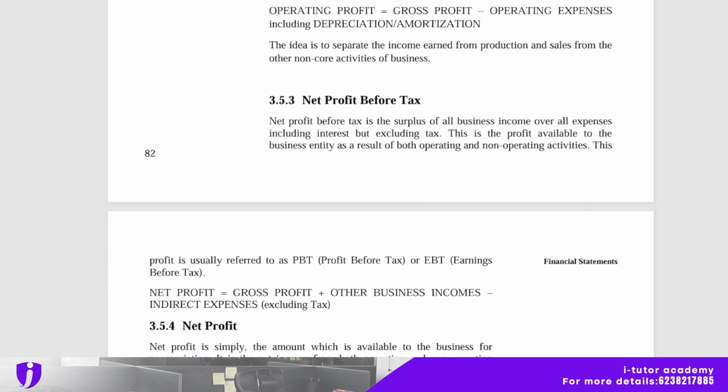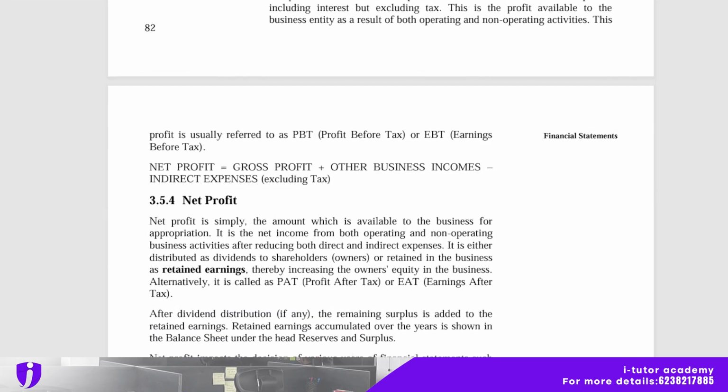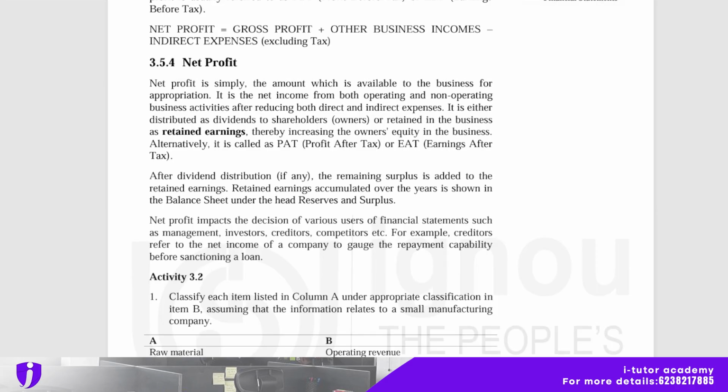And next, net profit before tax. The net profit before tax is the surplus of all business income over all expenses including interest but excluding tax. This is the profit available to the business entity as a result of both operating and non-operating activities. Net profit is equal to gross profit plus other business incomes minus indirect expenses, that is, excluding tax. And next is net profit. Net profit is simply the amount which is available to the business for appropriation. It is the net income from both operating and non-operating business activities after reducing both direct and indirect expenses.